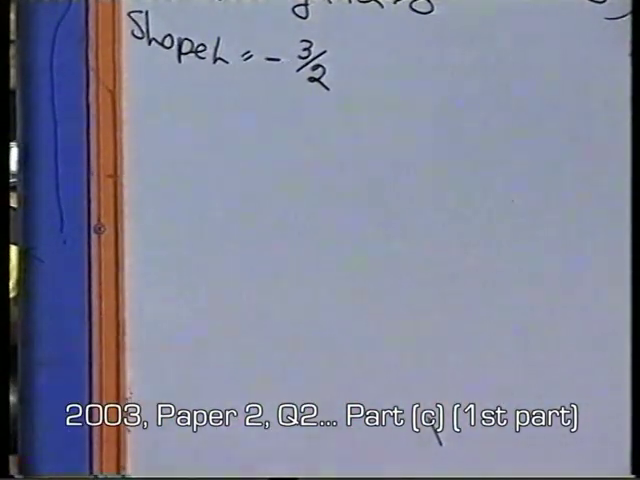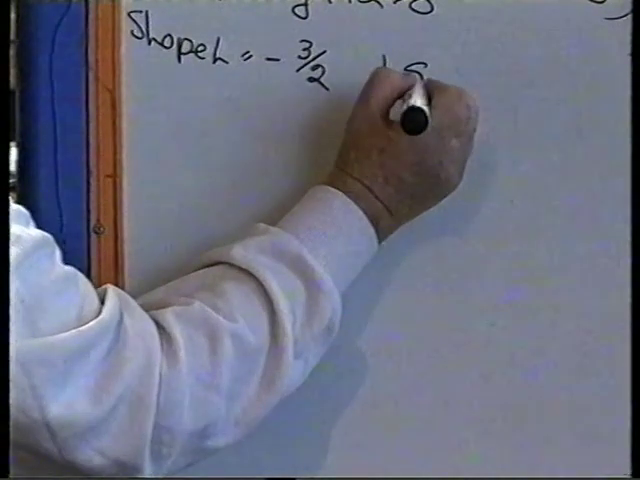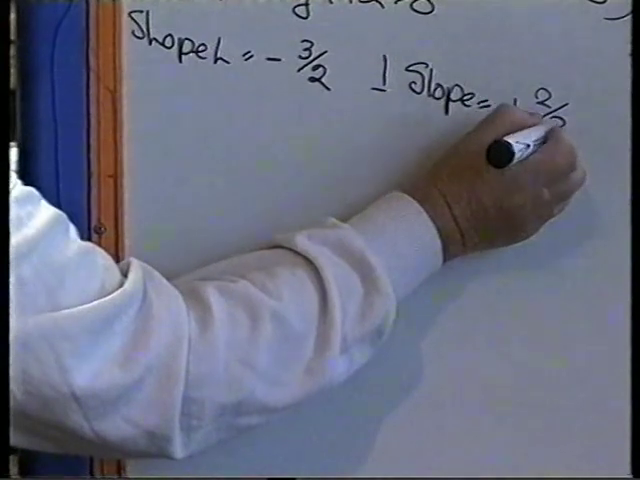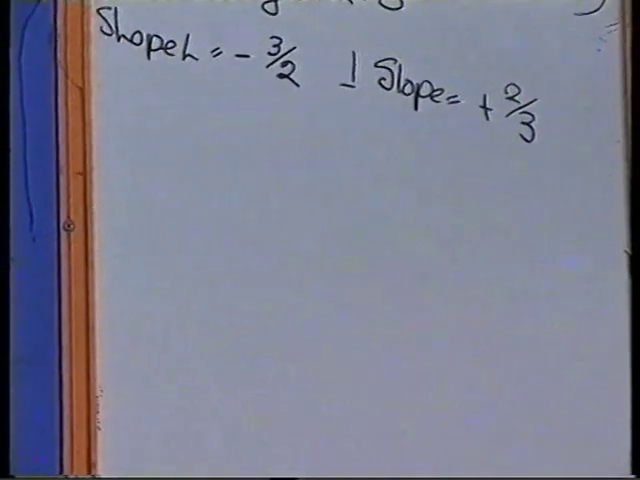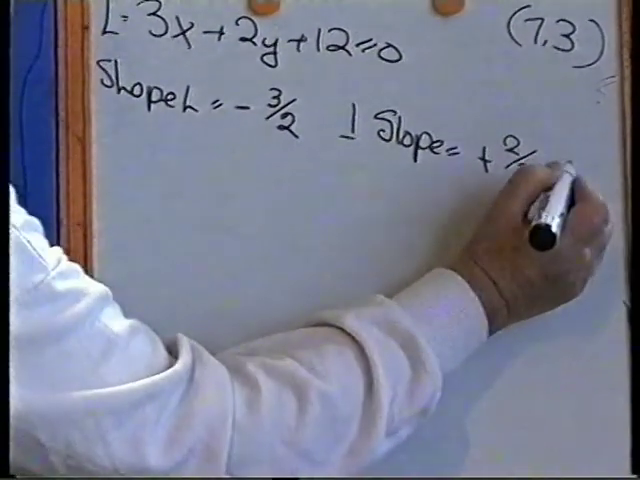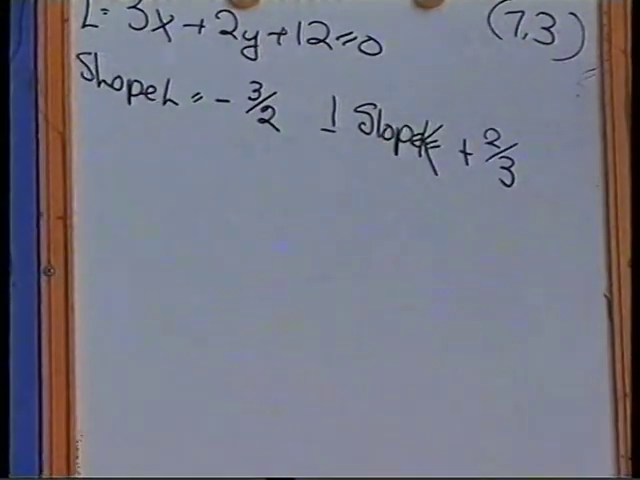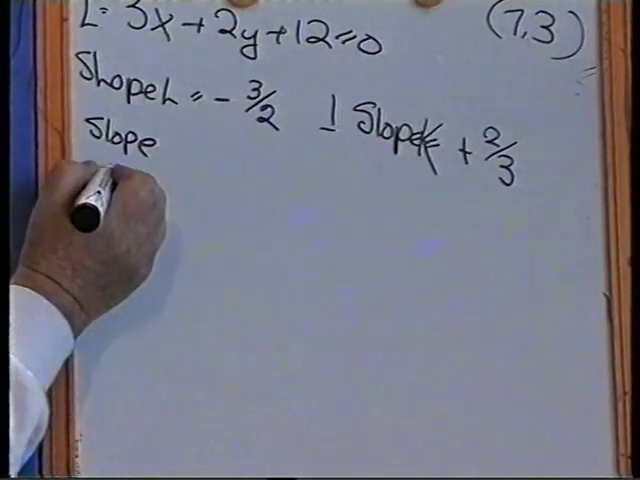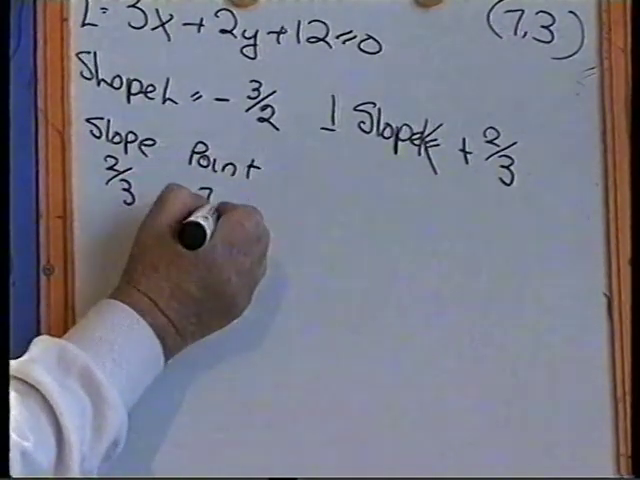So if we know the slope is minus 3 over 2, the perpendicular slope is plus 2 over 3. So K is perpendicular to L. So that's the slope of K. Perpendicular slope of K is 2 over 3. Now we know the slope is 2 over 3, and the point, we're told, is 7, 3.